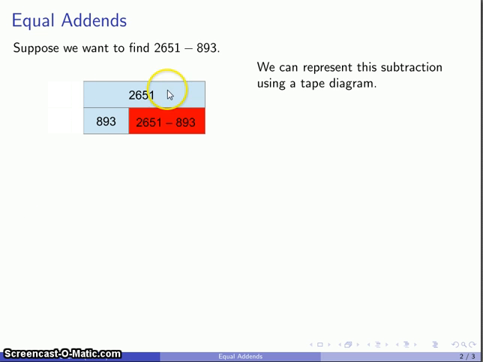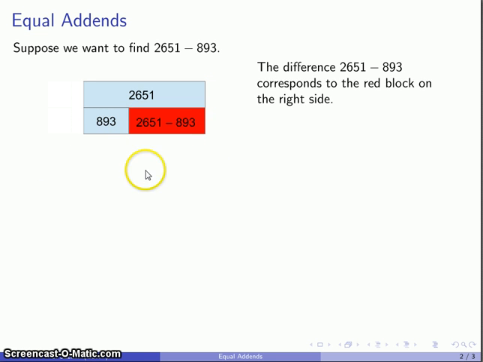So we're going to represent 2,651 minus 893. We have our block 2,651, we have our block 893, and this difference here in red is going to be that difference, 2,651 minus 893. And so our difference is this block over here on the right side. Again, the tape diagram is not actually part of the process, but it makes it easier to visualize what we're going to do next. I'm interested in how big this block is.